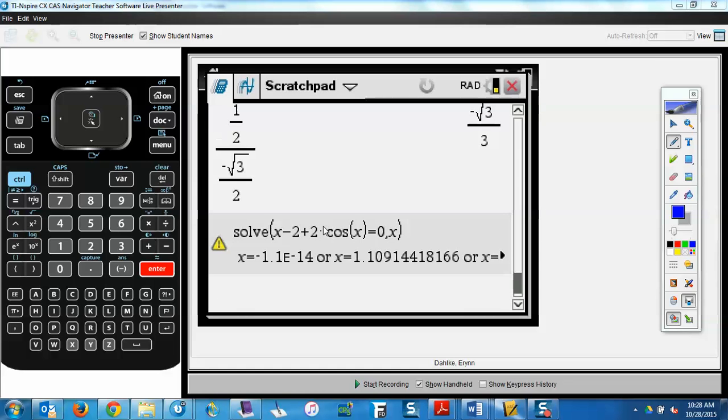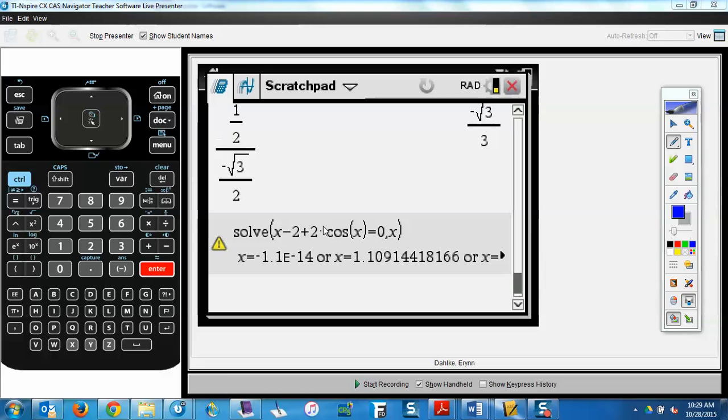But anyway, now look, what is this? Negative 1.1 times 10 to the negative 14th. It's strange that it did that, but actually that's 0. There's a root here at 0. Because, right, what's cosine of 0? Cosine of 0 is 1. So put a 0 into our function. It'd be 0 minus 2, which is negative 2, plus 2 times 1. So negative 2 plus 2, which is 0. So clearly there's a root at 0.